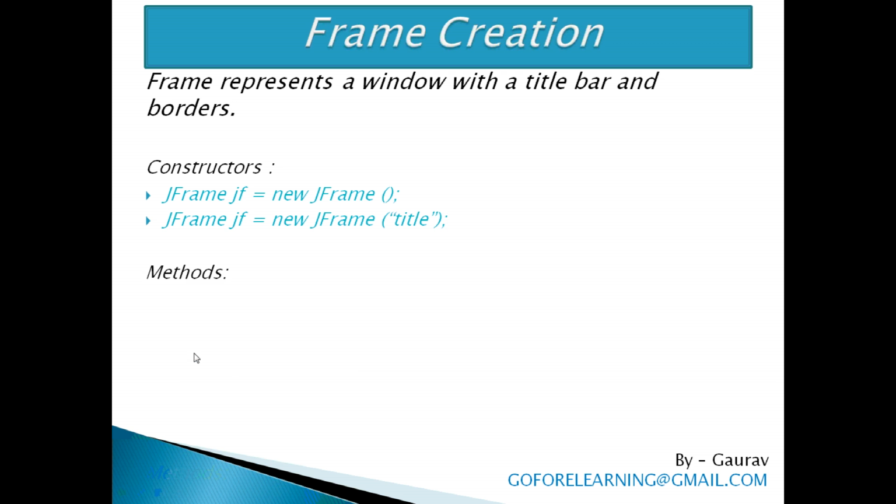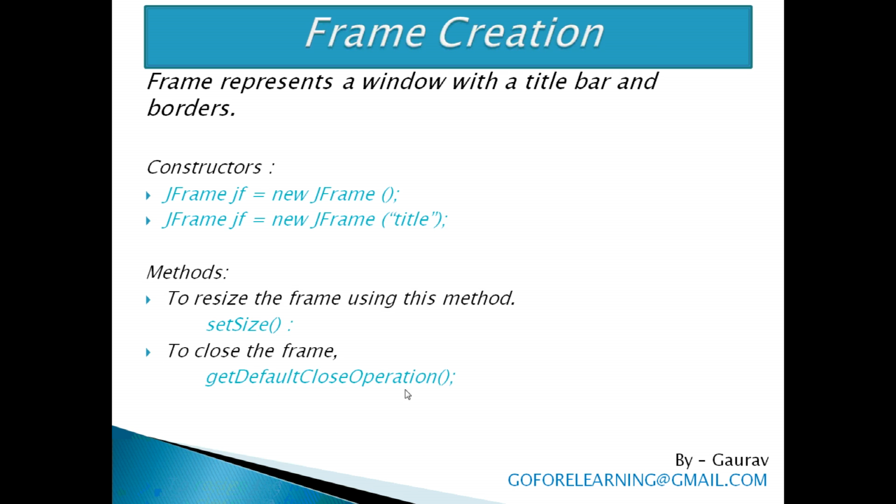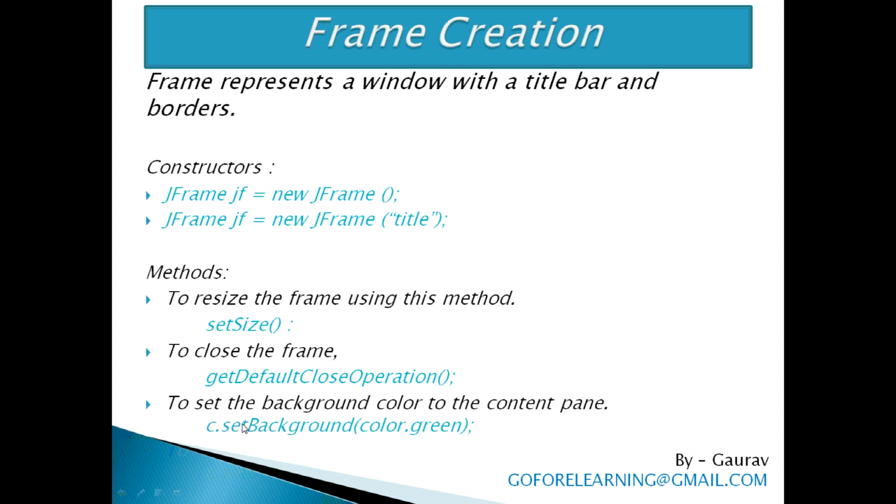And there are some methods like setSize. We can resize the frame using this method. Another one is the setDefaultCloseOperation method. With this method of the JFrame class, we can close the frame. If we want to set the background color of the content pane, we need to write c.setBackground() with a parameter. Whatever color you want to set, you need to pass that color, like Color.green. I want to set green, so I am passing that parameter.